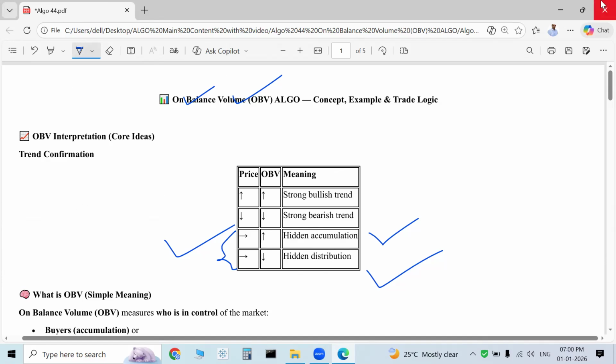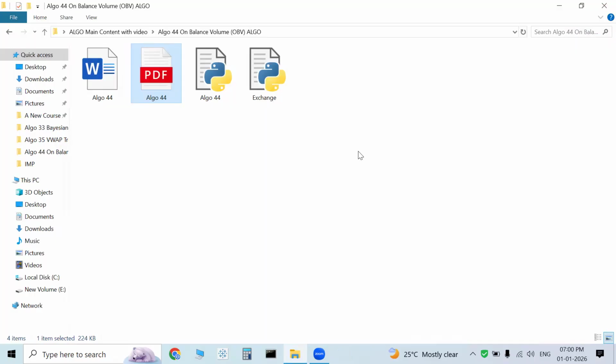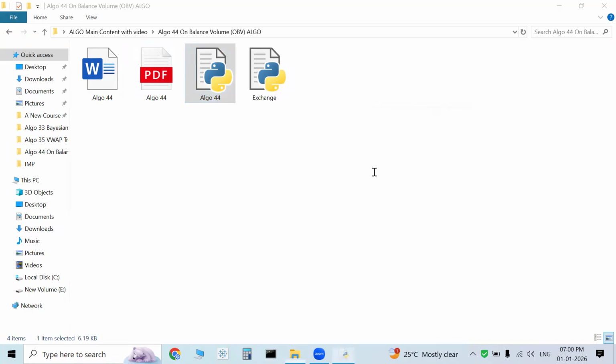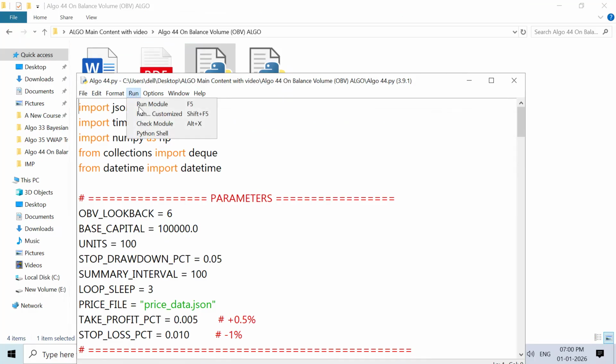Now let me show you this in a simulation environment. The simulation which I'm showing is not going to give a great result, but it works very nicely with the logic of OBV. If you want the best result, OBV has to be combined with price action algos also.